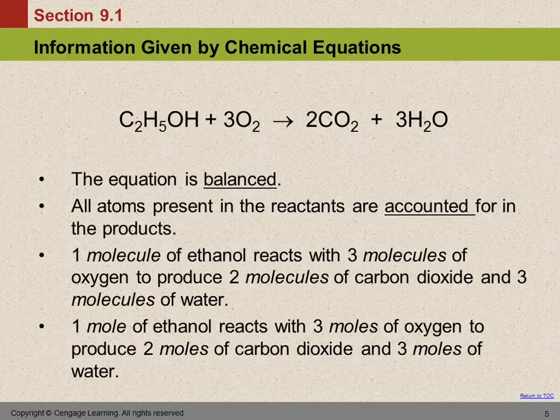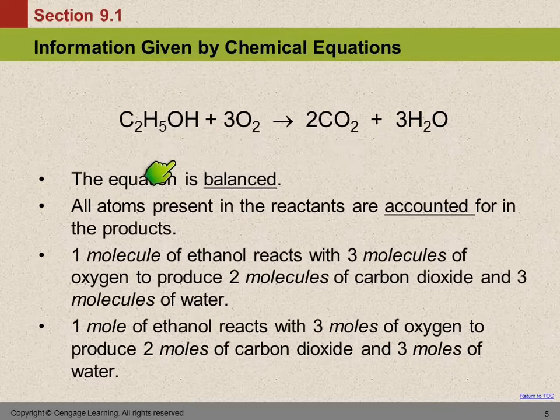In a chemical equation, it's much the same. Here we have a balanced chemical equation. This is ethanol reacting with oxygen to form carbon dioxide and water. 1 molecule of ethanol reacts with 3 molecules of oxygen to make 2 molecules of carbon dioxide and 3 molecules of water. That's what the coefficients mean.